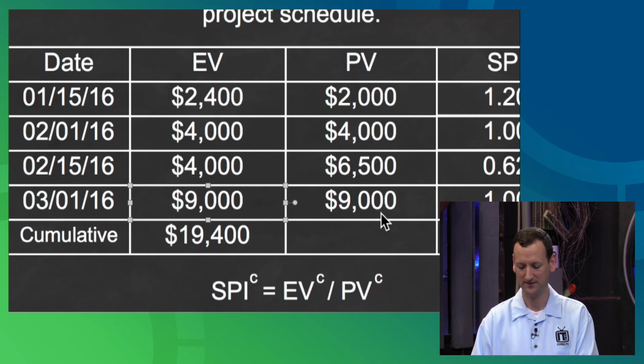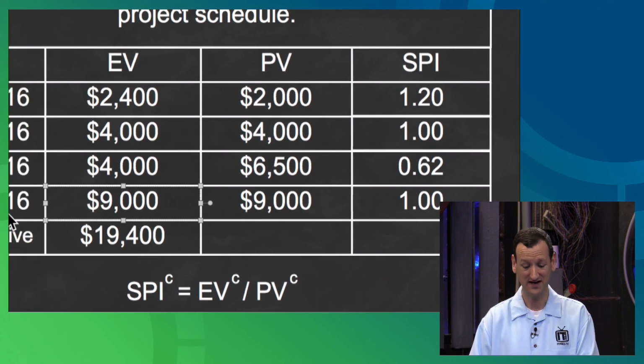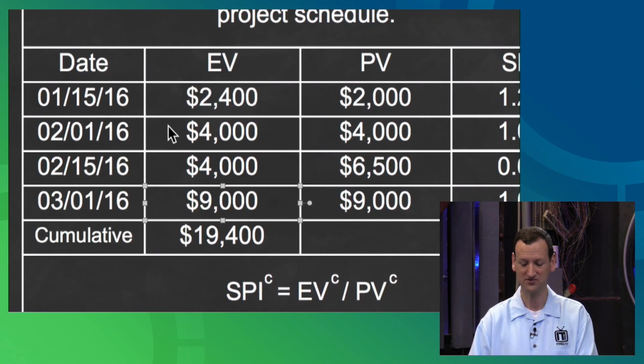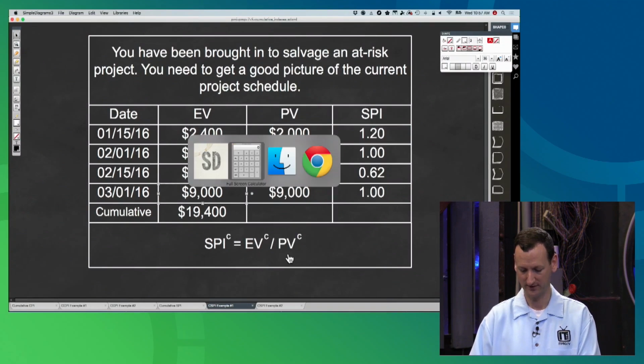I can calculate the same thing. Now notice on my most recent period, it shows that I'm spot on. This project's running great, right? But I definitely had a problem back here. There was a work stoppage. No work got done. I earned no value between February 1st and February 15th. So that's an issue. Well, unless this is a per period.